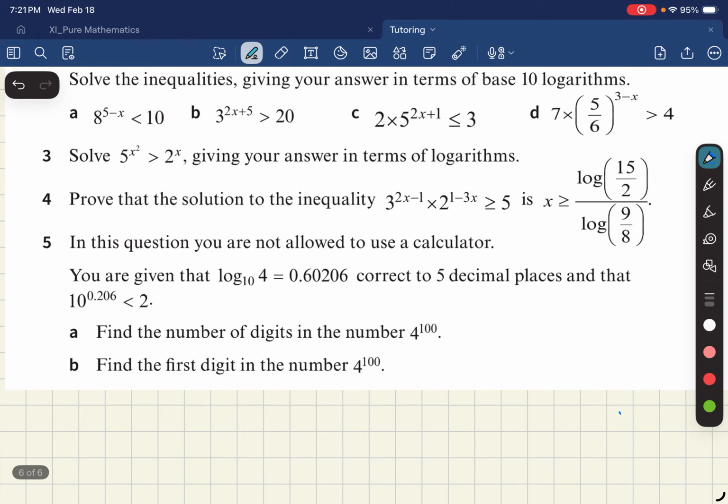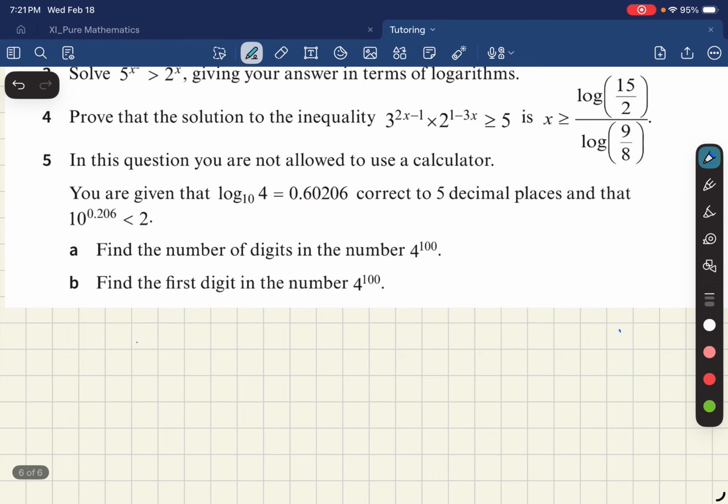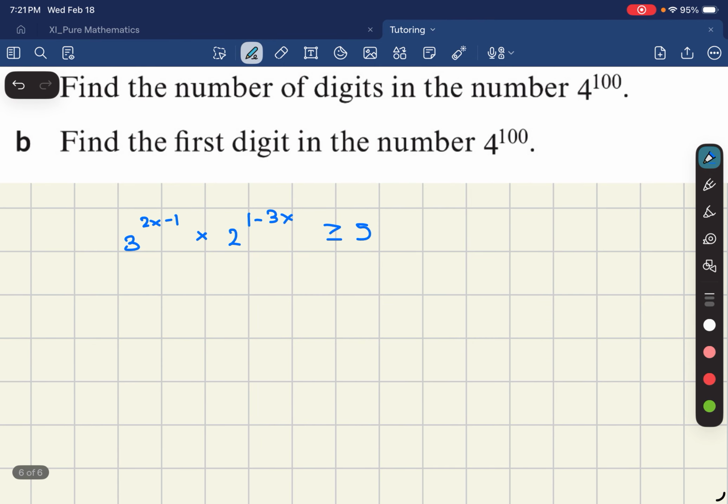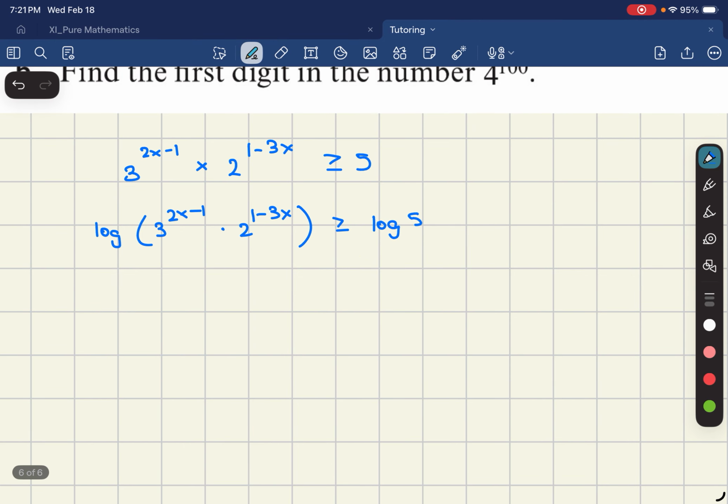So question 4 is a proof question. We have to prove that this inequality, 3 to the power 2x minus 1 times 2 to the power 1 minus 3x, greater than or equal to 5, has that solution. So let's just take the logarithm base 10 of both sides. We have log of 3 to the power 2x minus 1 times 2 to the power 1 minus 3x, and this is bigger than or equal to log 5. And the base is 10, that is implied.